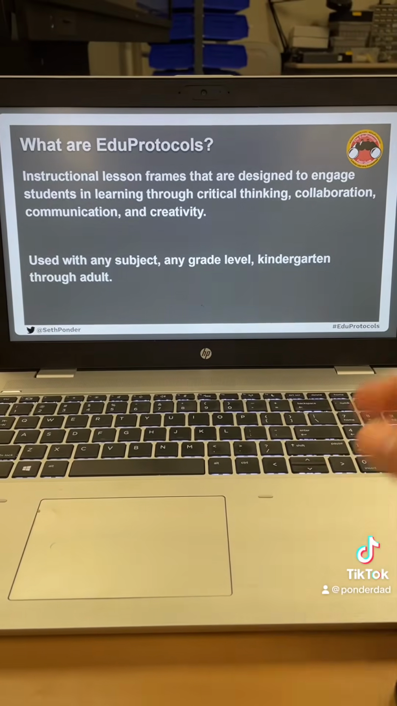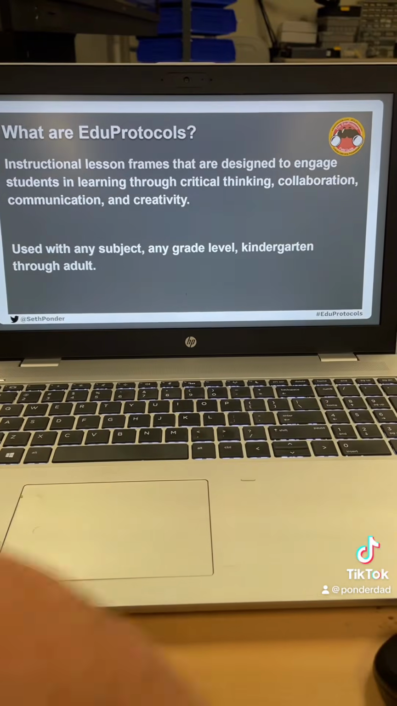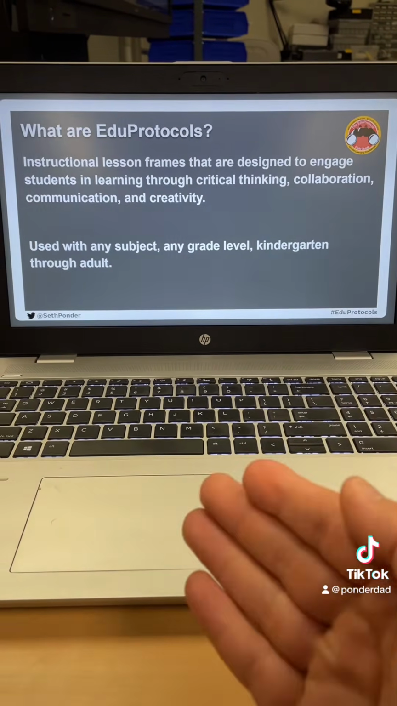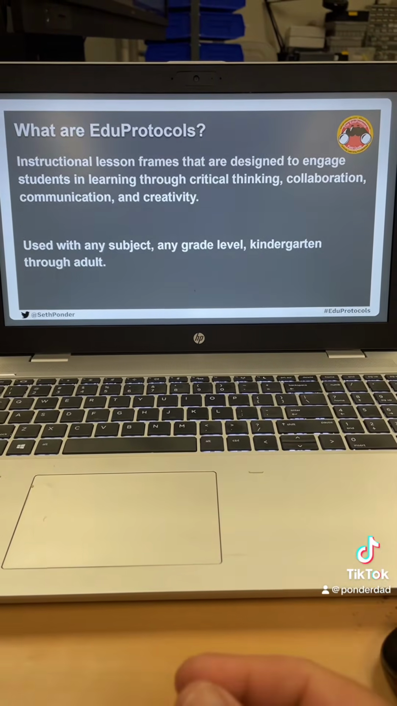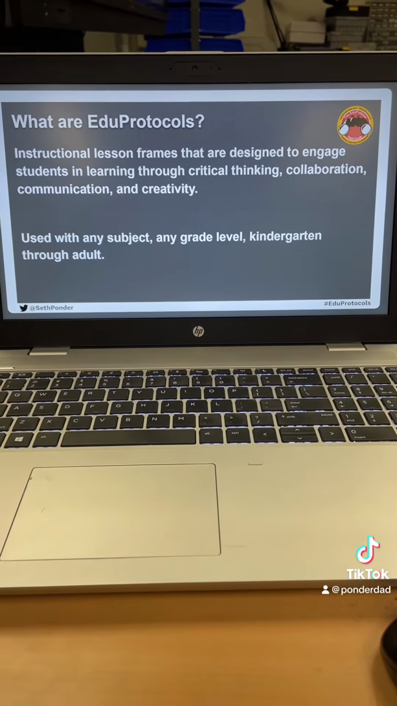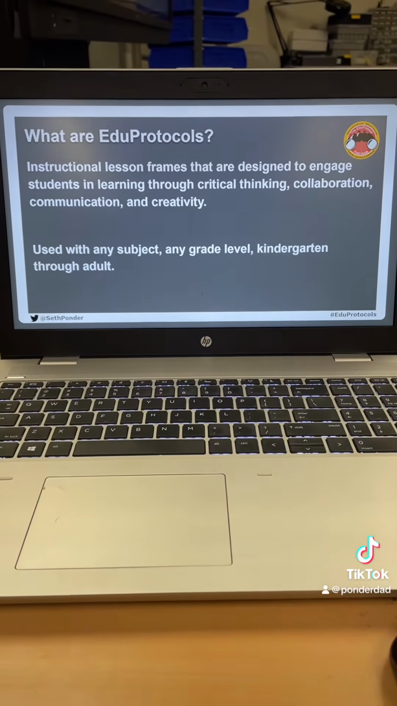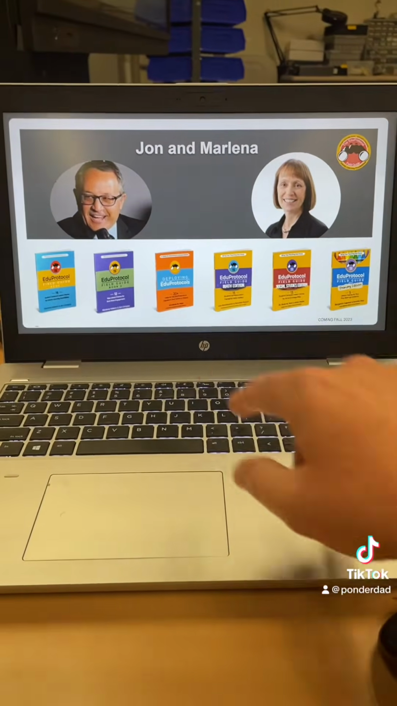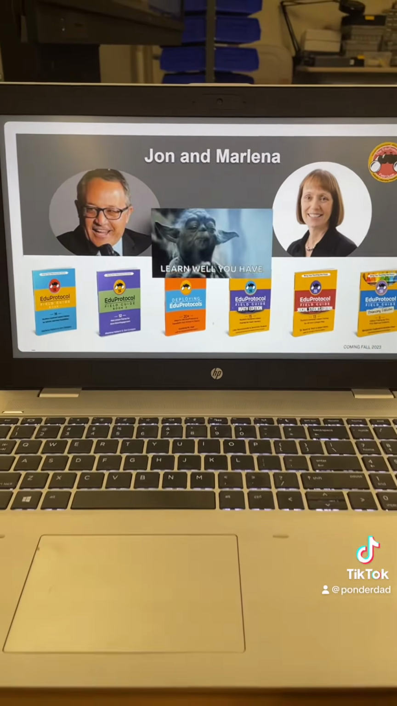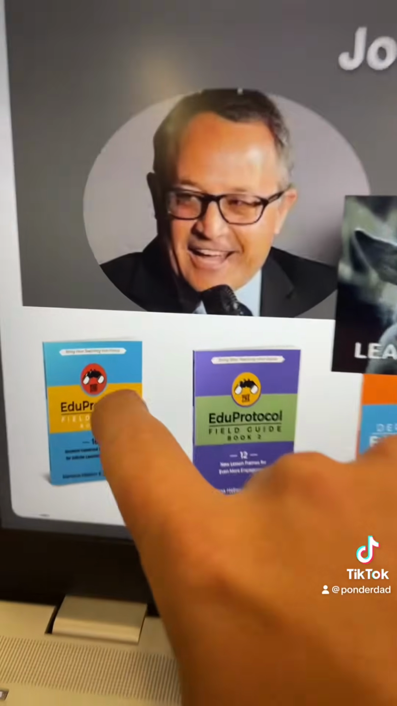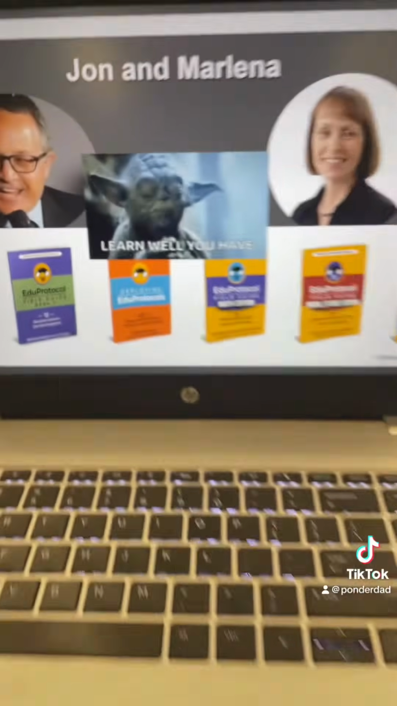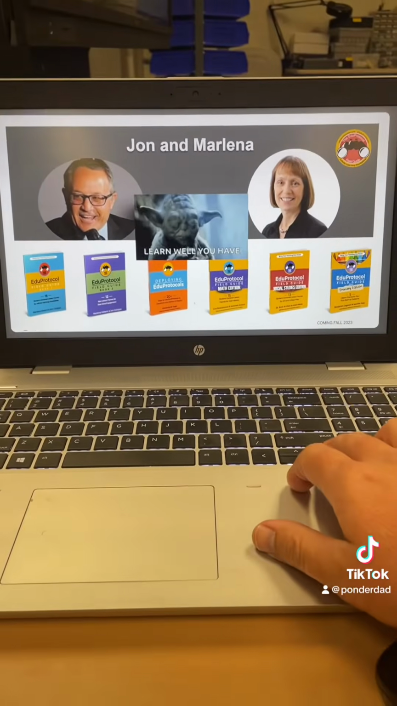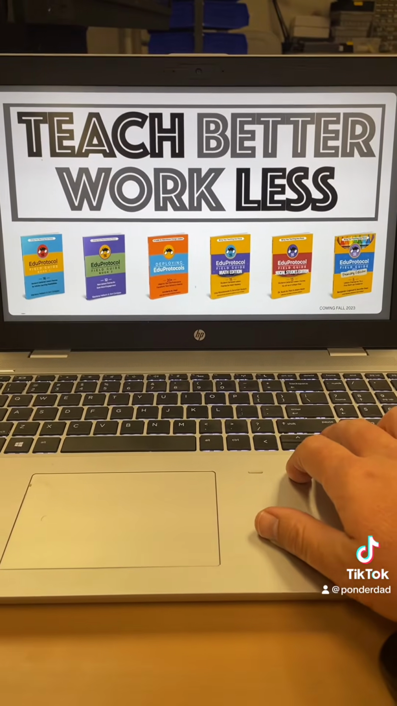So with EduProtocols, if you don't know what they are, they're the perfect framework, an easy, user-friendly framework for all kinds of classes, all kinds of grades, and they build the 4 C's that everybody likes so much. And yes, I said easy. These are the founders. If you don't know them, get to know them. They are like my Yoda, John and Marlena. If you don't have an EduProtocols book, I suggest starting with this one, but there's all kinds out there for all kinds of grade levels. And who doesn't want to teach better and work less?